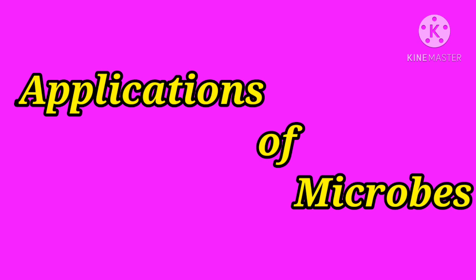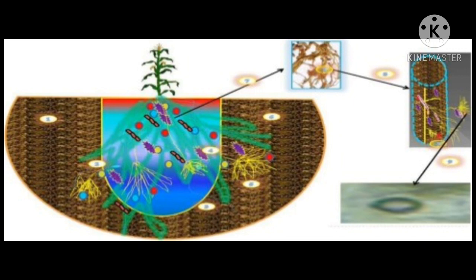Today we are going to learn about applications of microbes. Microbes are important in agriculture as well as industries. Okay. The first one is microbes in agriculture. Microbes play an important role in agriculture as biocontrol agents and biofertilizers.